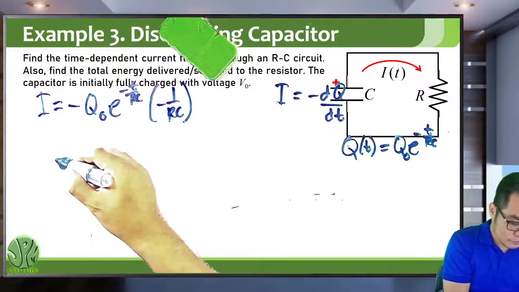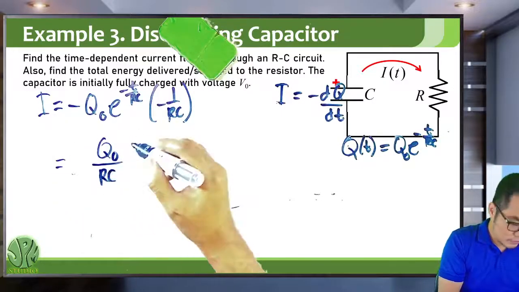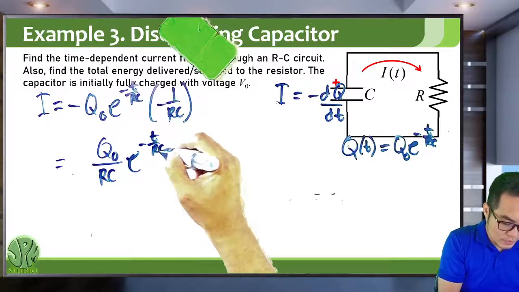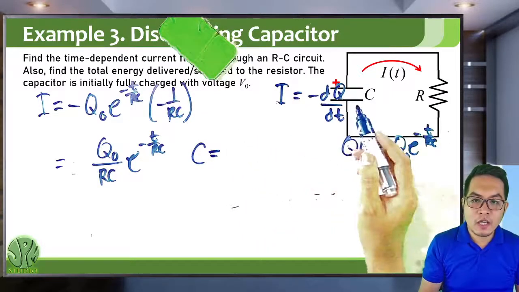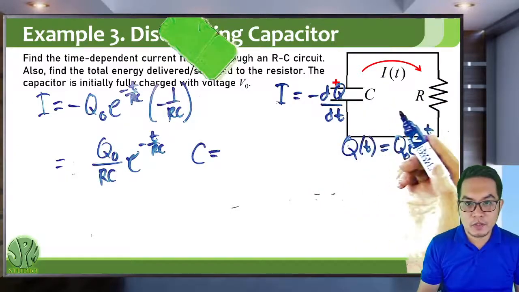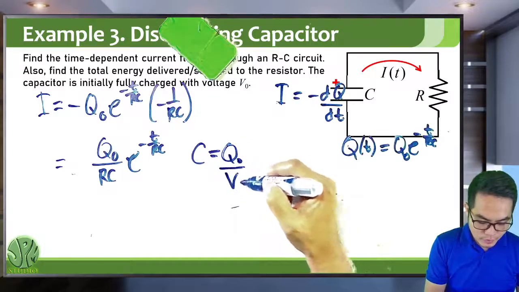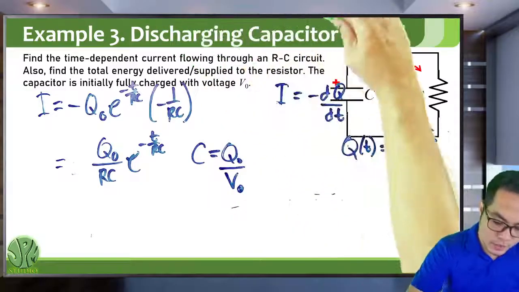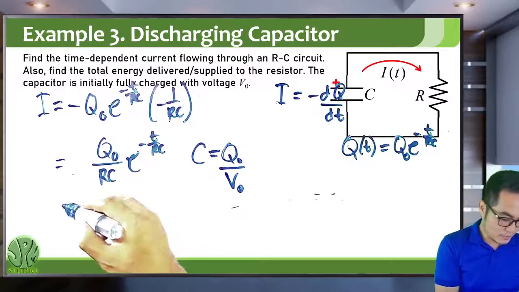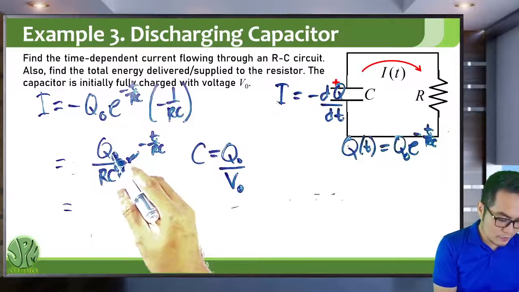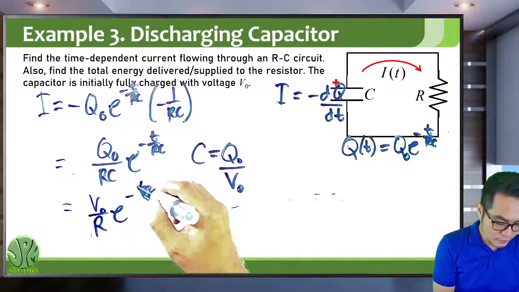Okay. So you get positive Q naught over RC times e to the negative t over RC. But take note, the capacitance doesn't change before and after the capacitor loses its charge. So it's equal to Q naught over V naught; capacitance is charge per unit voltage. Therefore Q naught is just equal to C V naught. So C will cancel out and you will get V naught over R, e to the negative t over RC.